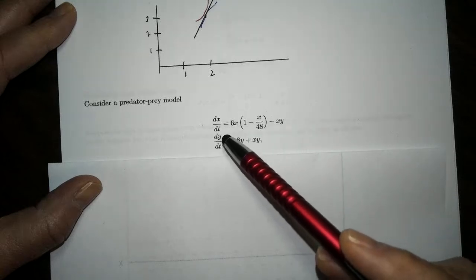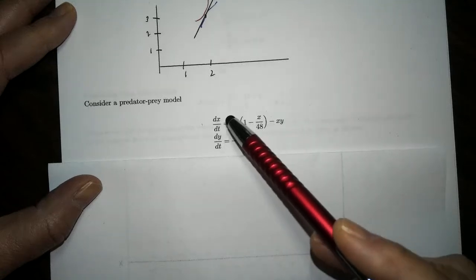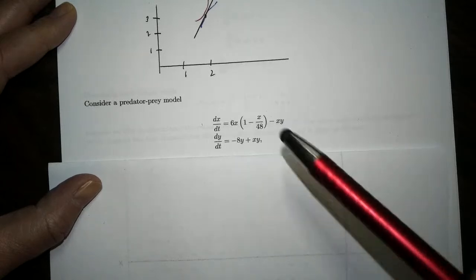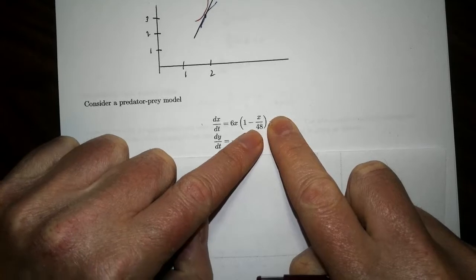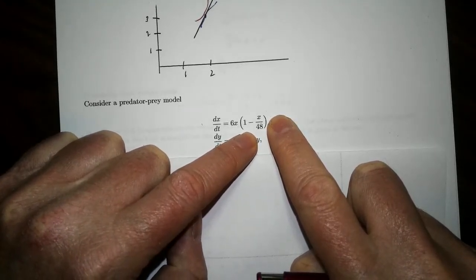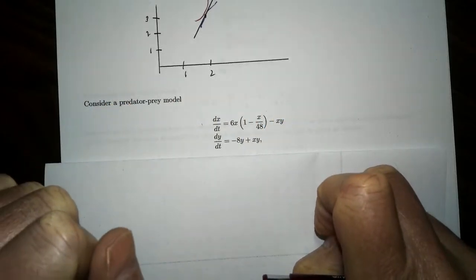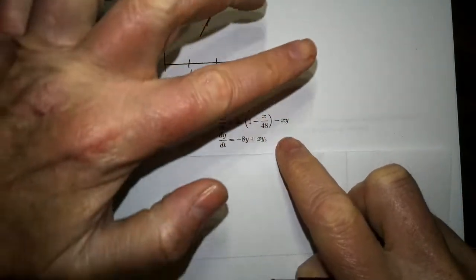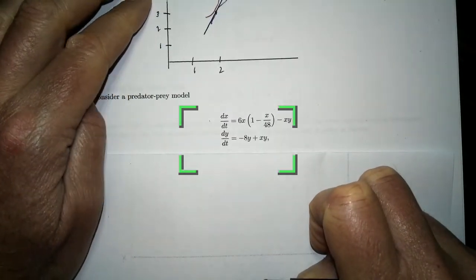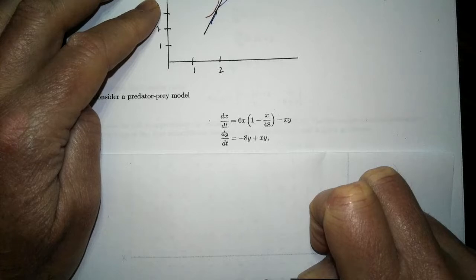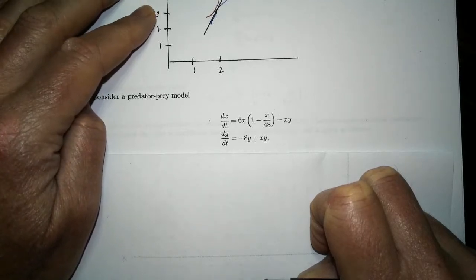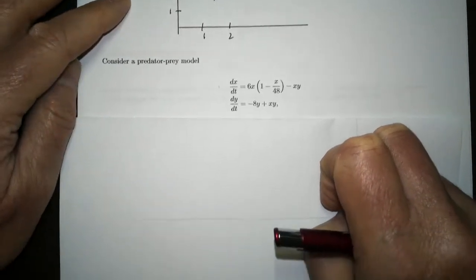Now, if there are no predators, y would be 0, and this top equation reduces to dx/dt equals 6x times (1 minus x over 48). That is just a standard logistic growth model with a carrying capacity of 48. On the other hand, if there are no prey, then x is 0, and the bottom equation reduces to just dy/dt equals minus 8y, which is exponential decay. And that makes sense. If there are no prey, the predator population will decay in an exponential manner.